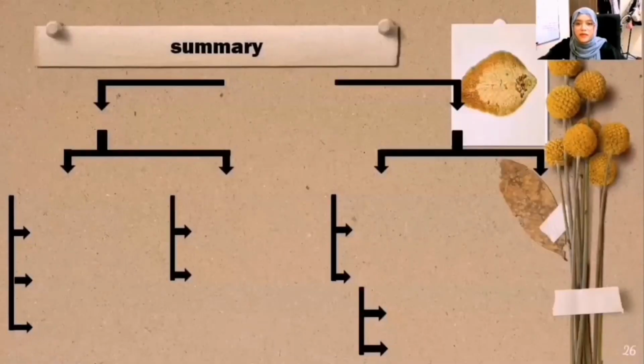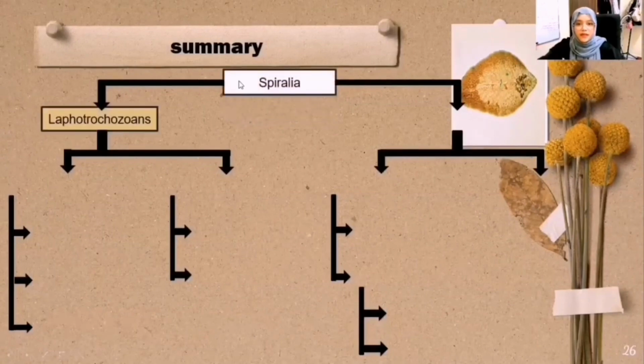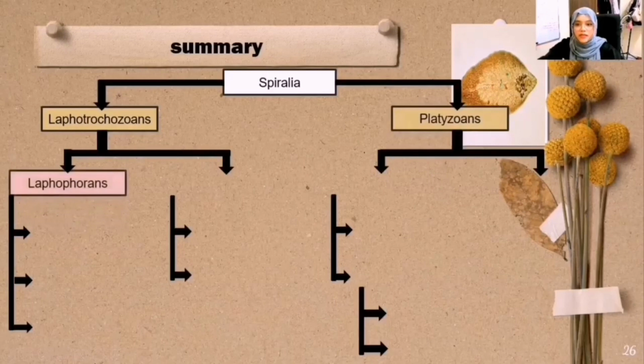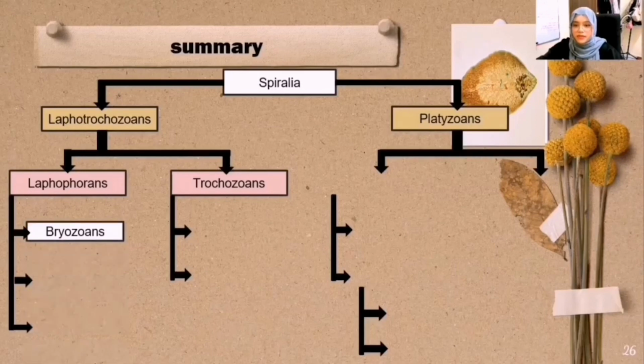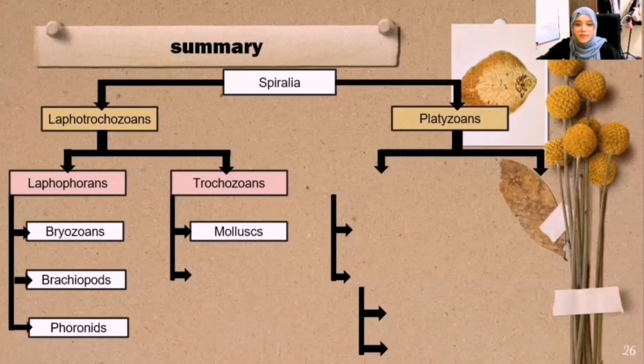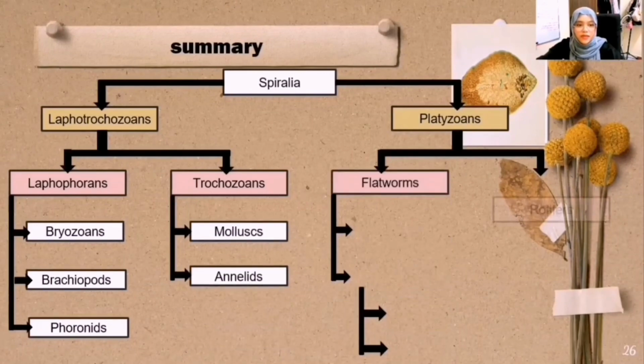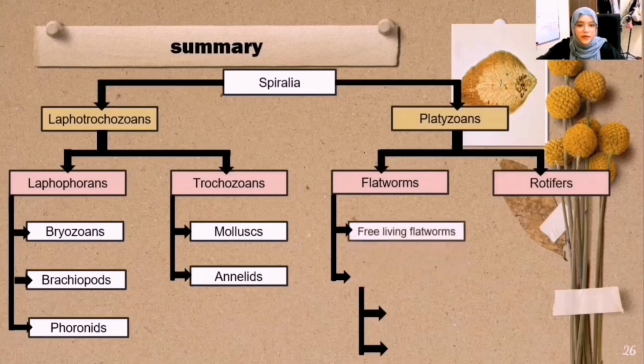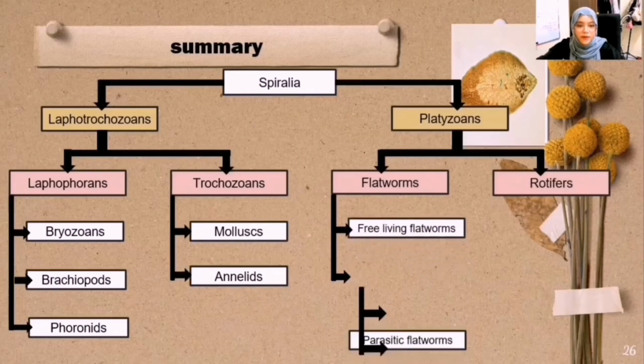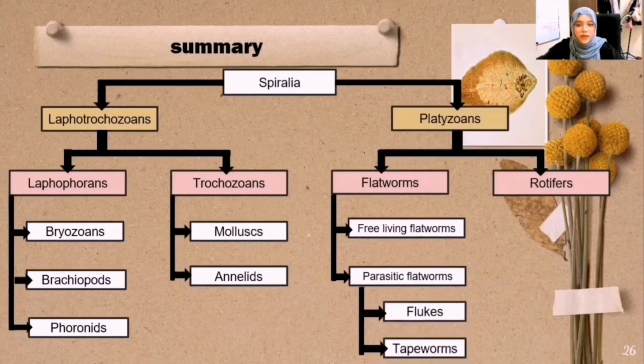So we have come to the summary. Spiralia can be divided into Lophotrochozoans and Platyzoans. Lophotrochozoans can be divided into Lophophorans and also Trochozoans. Under Lophophorans, there are Bryozoans, Brachiopods, and also Phoronids. And under Trochozoans, there are mollusks and also annelids. Platyzoans can be divided into flatworms and also rotifers. Under flatworms, there are free-living flatworms and also parasitic flatworms. And under parasitic flatworms, there are flukes and also tapeworms.